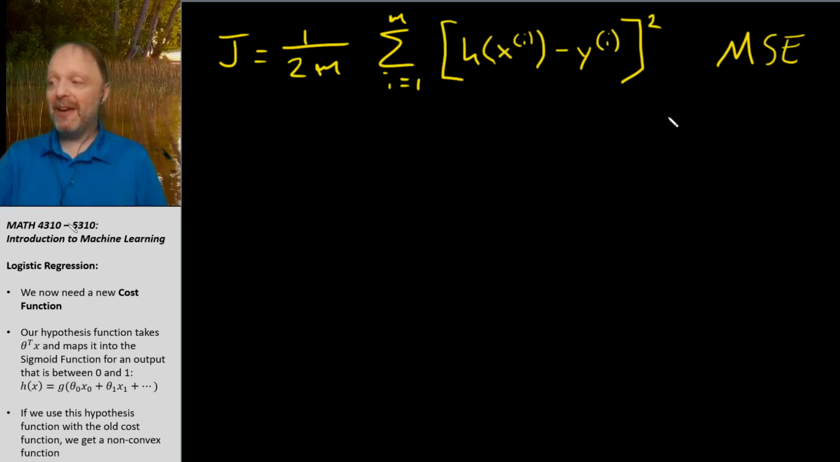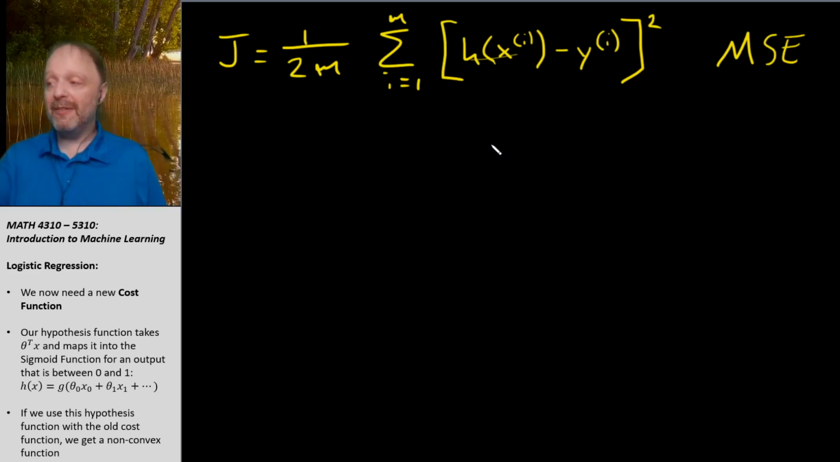But now, that's not what it's going to be doing. We don't want it to try to fit the data the best. What we want is for it, whatever the hypothesis function is, when it maps into the sigmoid, we want it to output a 1 or a 0 depending on which group the data point belongs in.